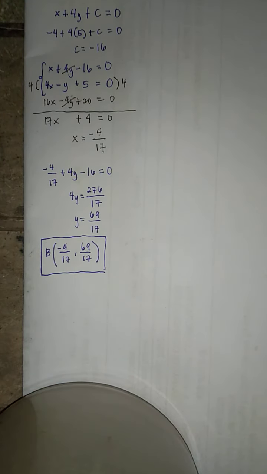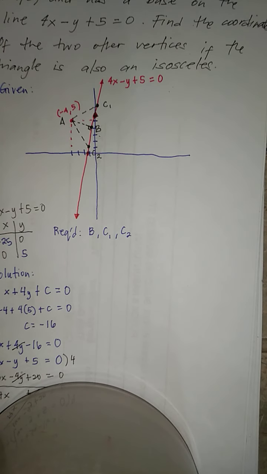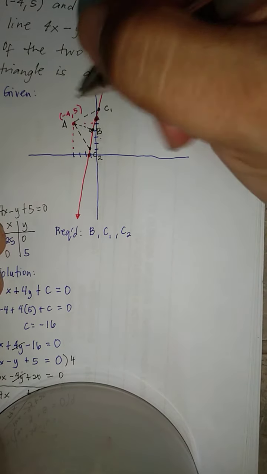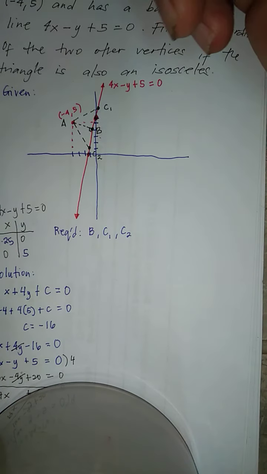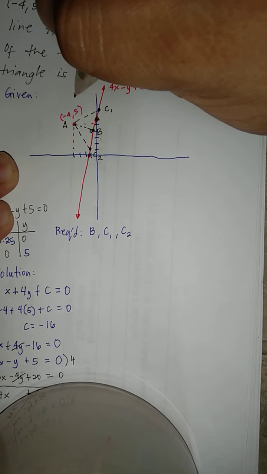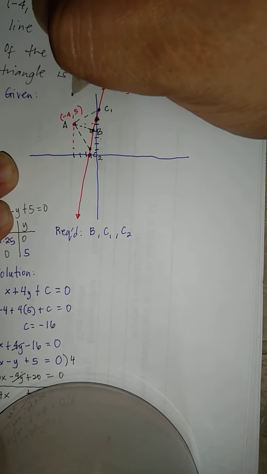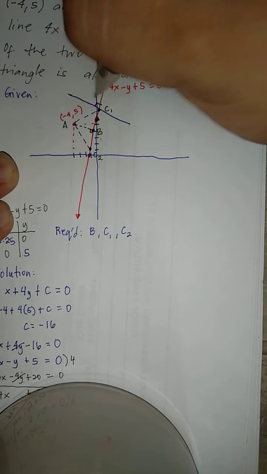Okay, so that's for the b. Now what about the coordinates for the c? Okay, so let's go back here. So for c, what we need to do is to also draw a perpendicular line that passes through point C. So let's draw that line in particular, passing through C.